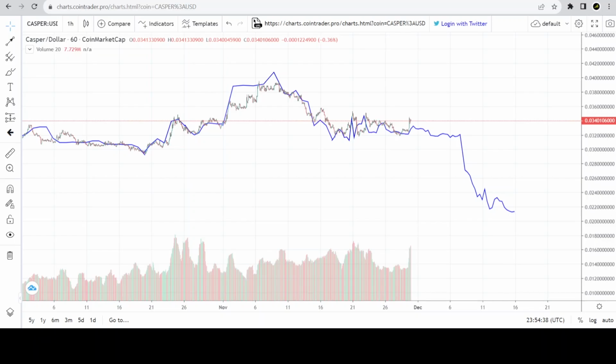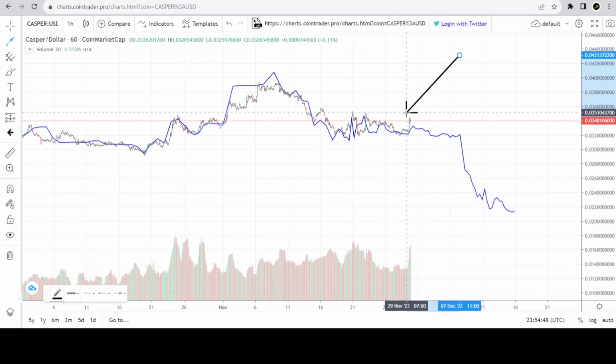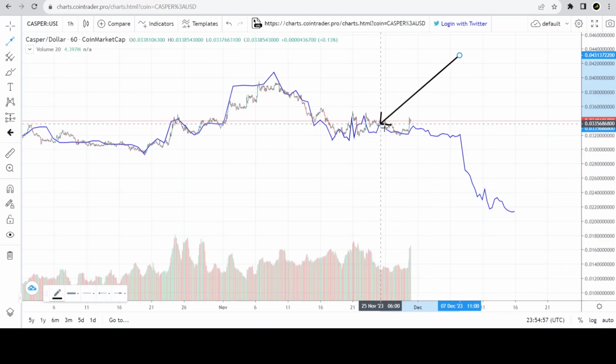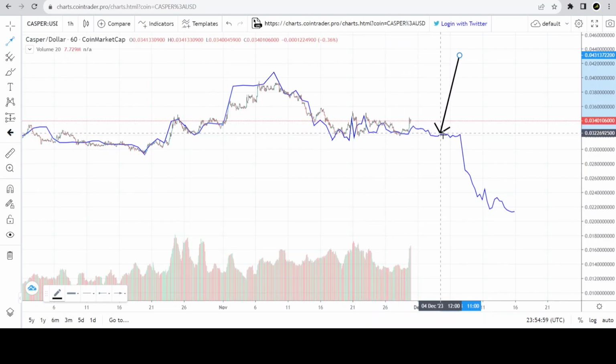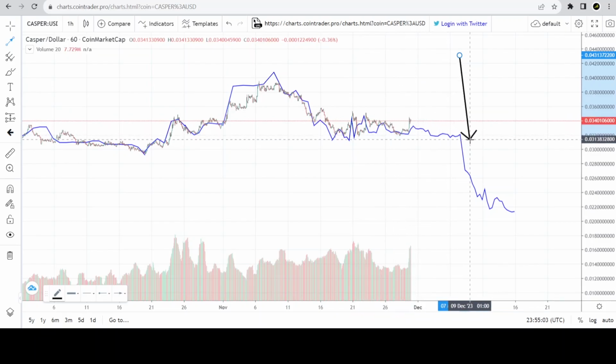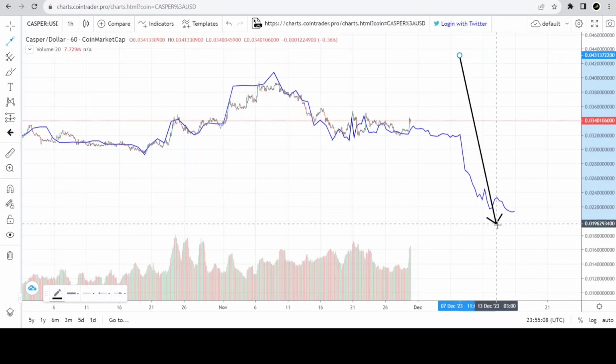So I have the Casper chart open today, and as you can see, Casper has been following along this fractal quite nicely. This move up today corresponds with this move right here. So we are continuing to wind along this sideways range-bound time before we get to this decline. Now, this decline, I don't know how low it's going to go.